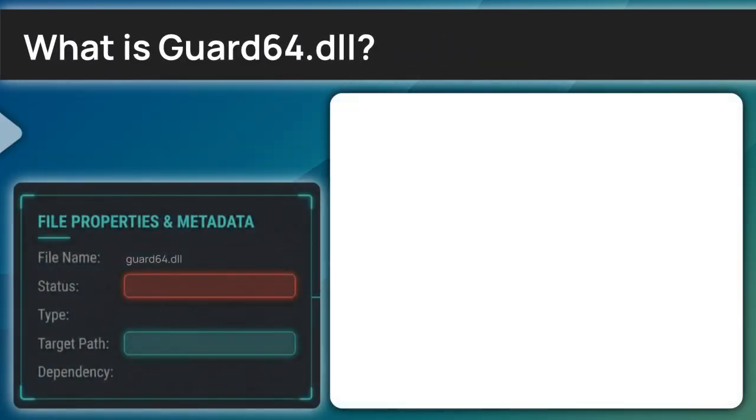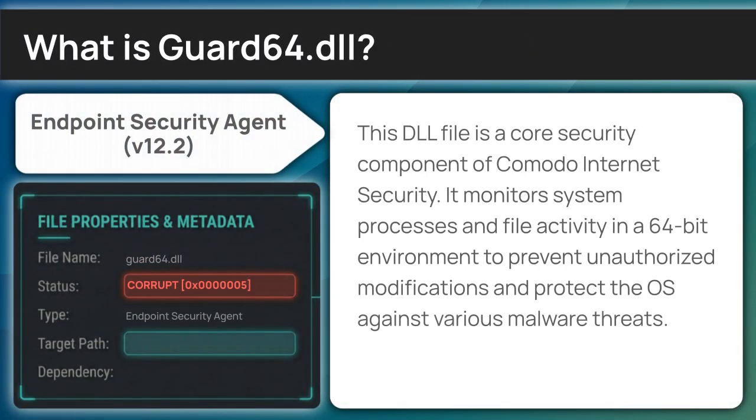This DLL file is a core security component of Comodo Internet Security. It monitors system processes and file activity in a 64-bit environment to prevent unauthorized modifications and protect the OS against various malware threats. Knowing the file's purpose is helpful, but now we need to physically restore it.